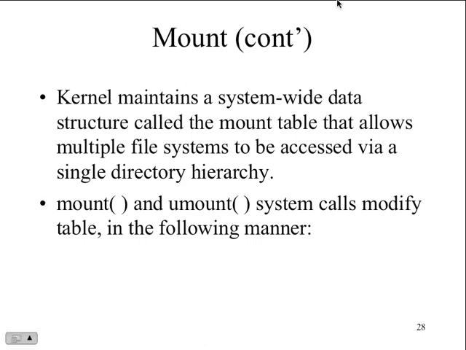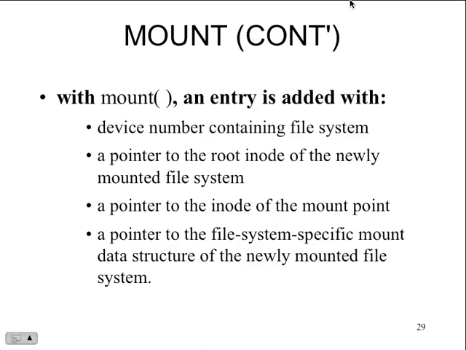Mount and unmount system calls modify the table in the following way. With the mount, an entry is added. So think the kernel is keeping track of all of these mount points or mount tables. So, the device number containing the file system. Going back to what I said about devices and sequential numbers for inodes, that's what it's referring to. Everything is numbered. So device 1, 2, 3. It actually starts with 0. So you usually have hard drive 0, 1, 2, and that would be the device number.